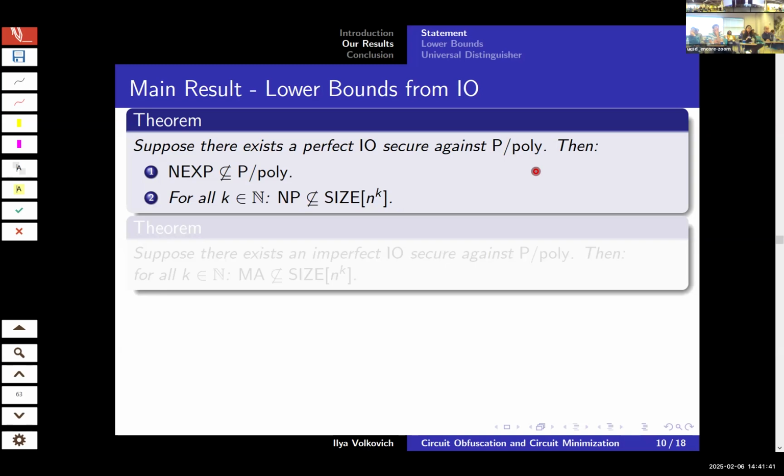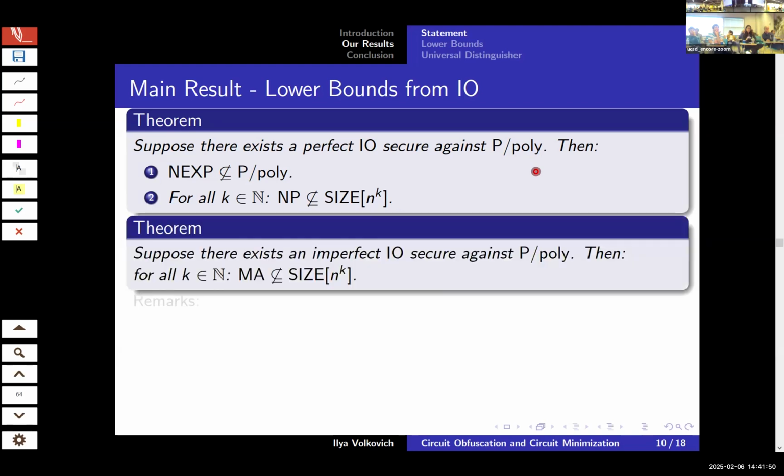So that's the first flavor. And then what happens if you want to compromise security, if you want to compromise perfectness? You can go up to a certain point to get an imperfect IO. If you go to c equals 5, you don't get it, but you can go pretty low. If it's pretty low, then even if it's imperfect, you don't recover the same lower bounds, you get lower bounds for the class MA, which is the randomized version of that.